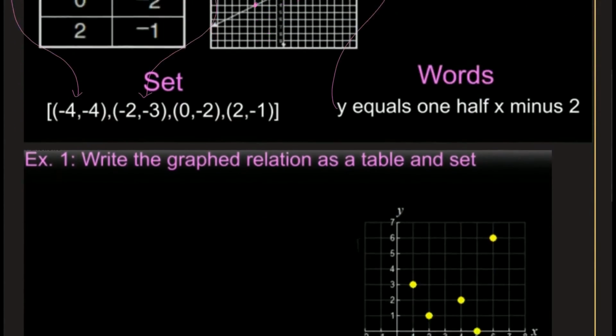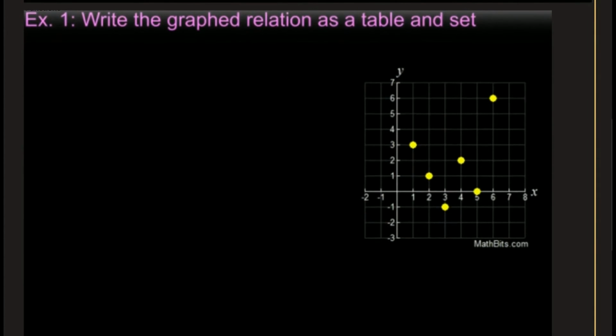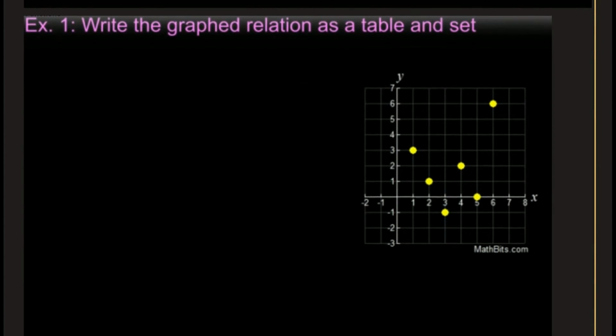Then they went further into the video and had an example. They asked you to write the graphed relation as a table and a set. So they want you to do 2 things: write it as a table and also as a set of points. So as a table, we know tables have x and y values.